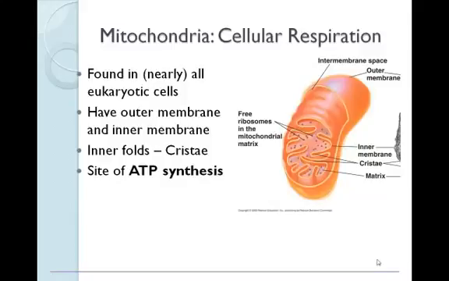The mitochondrion is made of 2 membranes, an outer membrane and an inner membrane. The inner membrane is highly folded, and these inner folds are called cristae. Remember that folding is a great way to get more surface area, and in this case, there's more membrane to hold the cellular respiration enzymes.